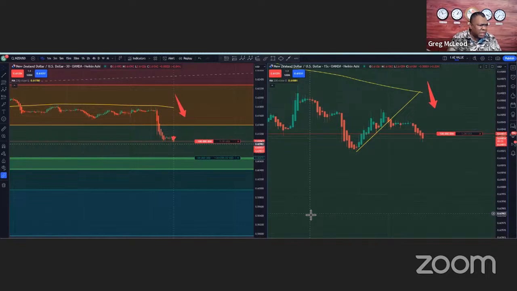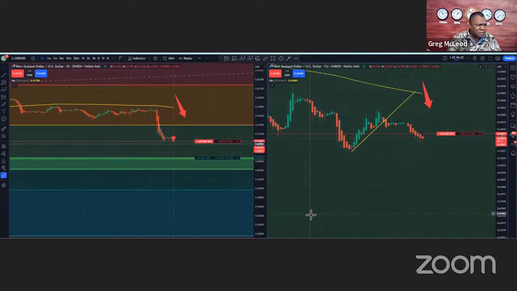Just get on the lazy river ride and just let the gravity do its thing. Long wick, not necessarily. We want to see it starting to stack down. We're not trying to be a hero here to pick a bottom, right? It says he who picks bottoms has a smelly finger. So we're not going to pick any bottoms. We're just going to ride the wave down.